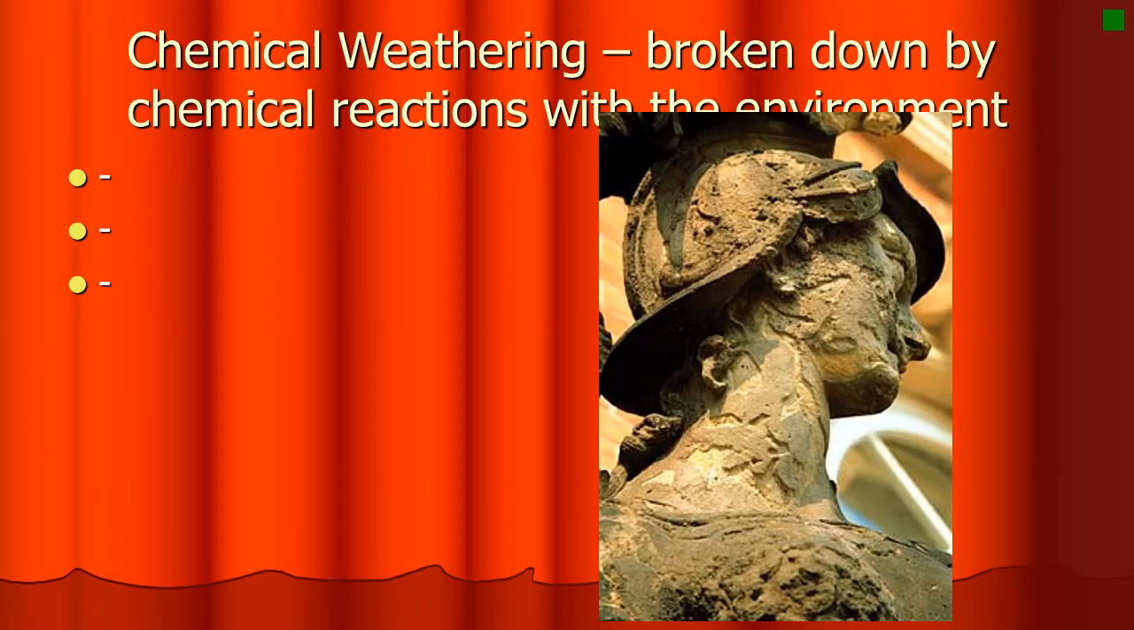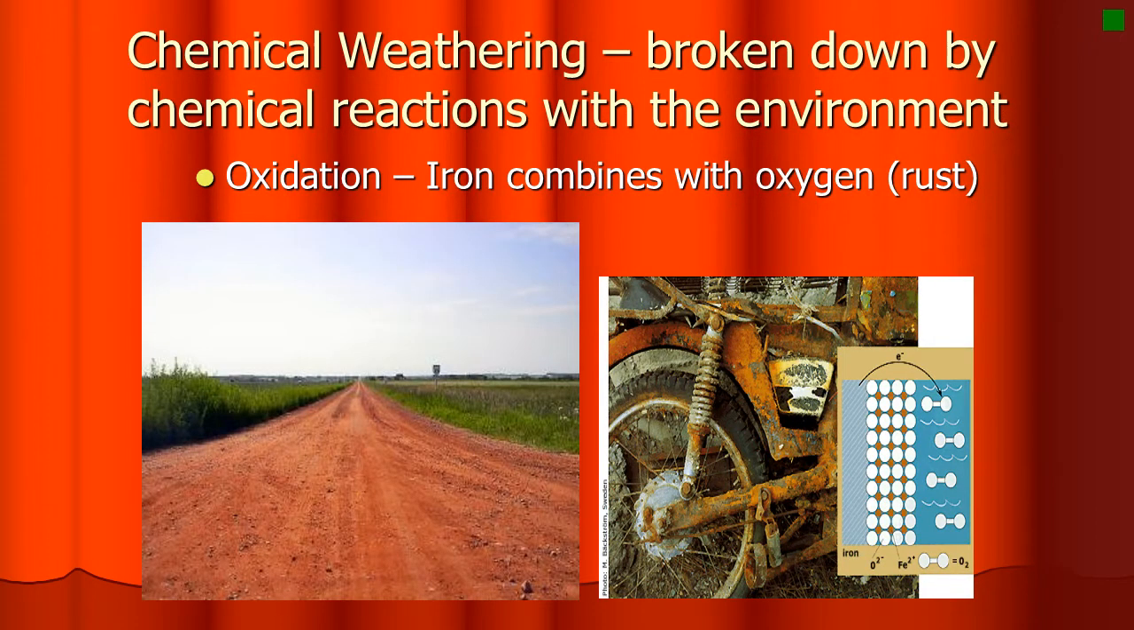Now, the other side of this is we have chemical weathering. And chemical weathering is weathering that is broken down by chemical reactions with the environment. That word right there is environment. I know it's kind of blocked, but environment. So, a few different kinds.